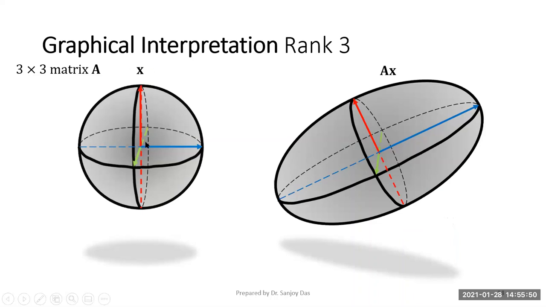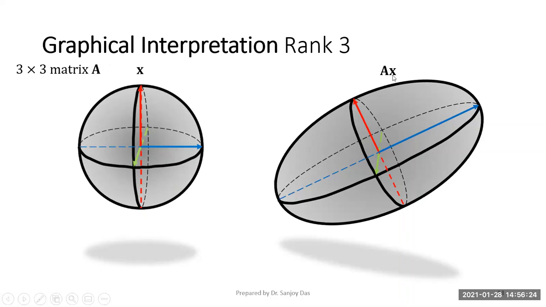X is any point on this three-dimensional sphere. It lies on the surface of this three-dimensional sphere. It could be this blue arrow here, this red arrow, this green arrow, it can be anything else, as long as it's from the center to the circumference. Okay, so X, and now A is a rank 3 matrix.